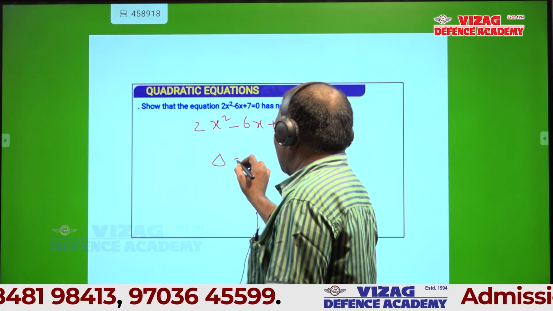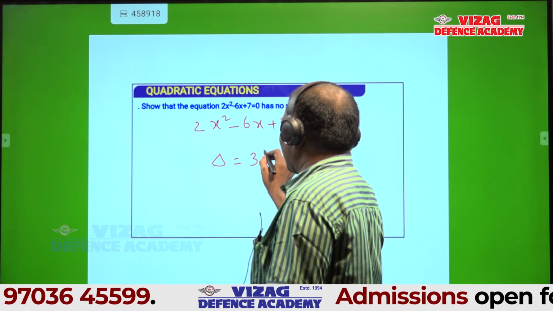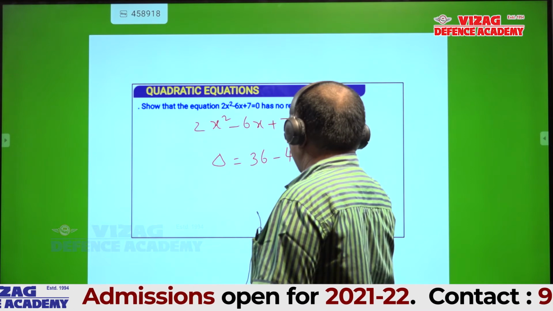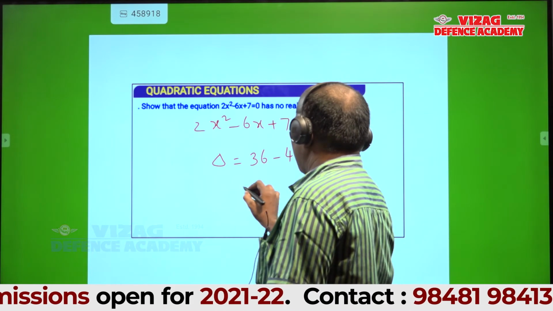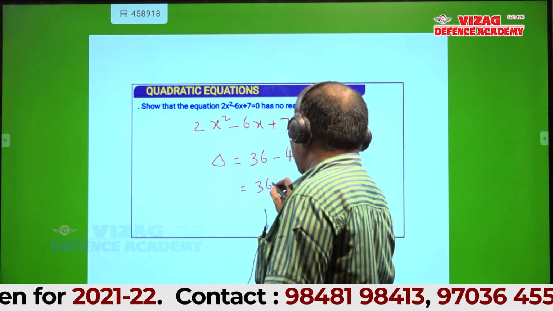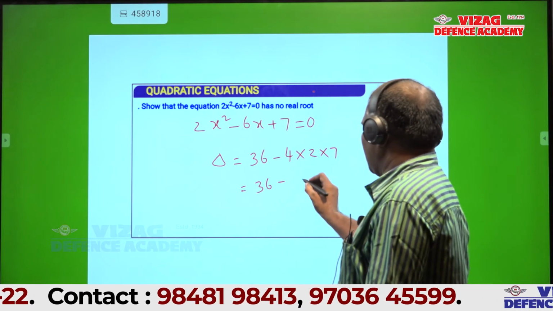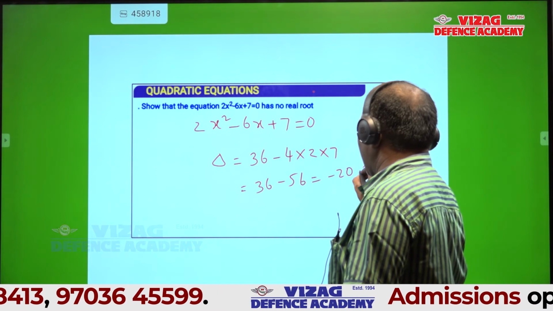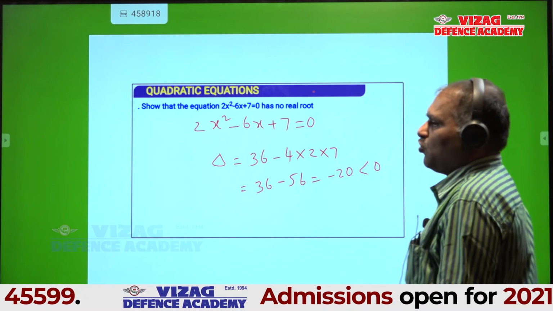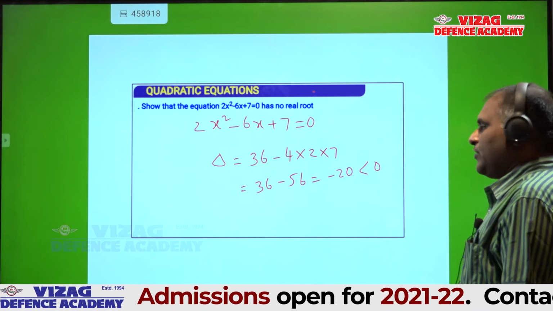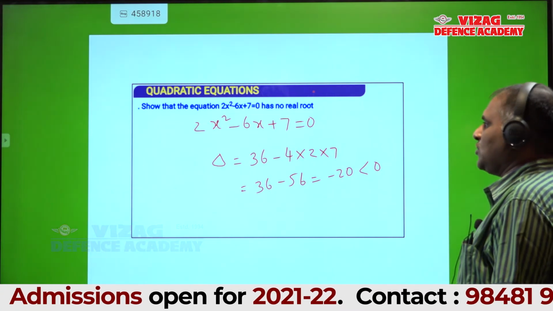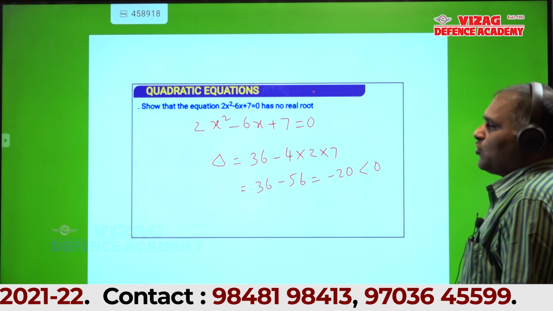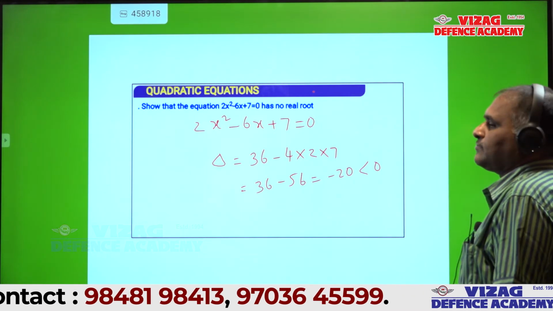Delta is b square minus 4ac, that is 36 minus 4 into 2 into 7, which is 36 minus 56, equal to minus 20, less than 0. Imaginary roots. Discriminant less than 0 means imaginary roots. Imaginary means no real root.